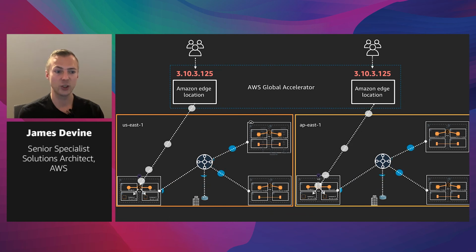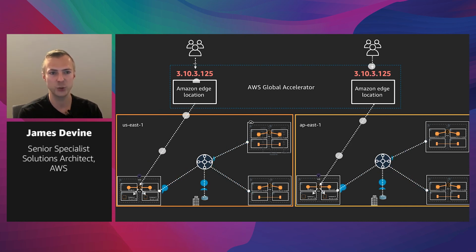So my users that are closest to the East Coast will be directed to US East 1, and my users in Europe and Asia will be directed to AP East 1. So we have this multi-regional, highly available, redundant architecture, and we can fail over between regions as needed. If one were to become unhealthy or if our service had issues, we could fail over to the healthy region.